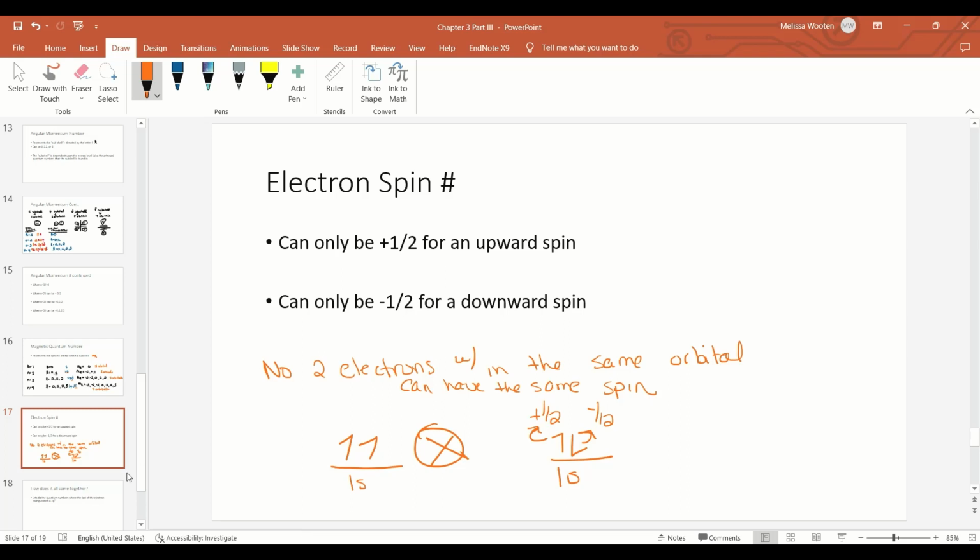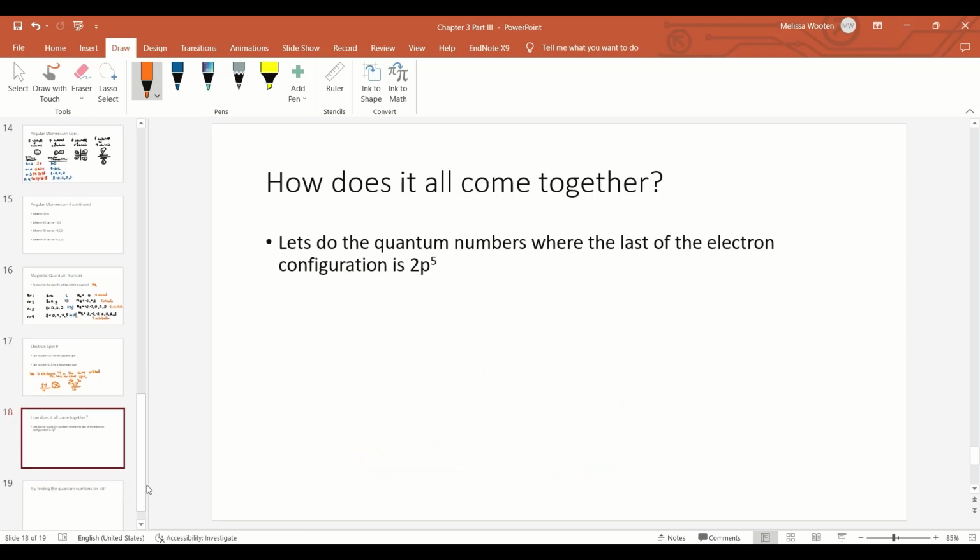And so let's see how all this is going to come together. Let's do an example and walk through it and see how all these things come together into doing a problem. When you have 2p5, for example, that would be the last electron configuration notation. Okay? And so when you have 2p5, this is your principal quantum number. So n equals 2. And also there's a little trick that you can do. You can write out on the side of your paper this right here.